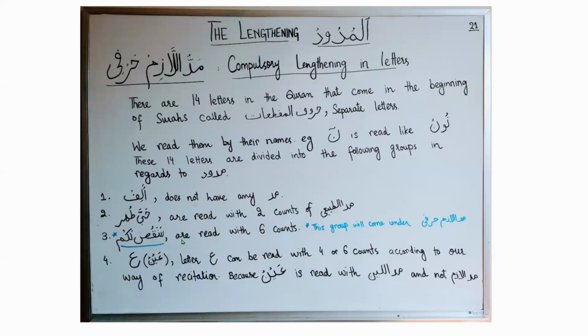So when it comes to Madd-ul-Lazim Harfi, this is the group that we will be discussing in our topic of compulsory lengthening of 6 counts. For the letter Ain, there is an option of 4 or 6 counts of stretching in our way of recitation, because Ain is read with Madd-ul-Lin, where the second last letter is a lean letter. So we will read this letter with Madd-ul-Lin, not with Madd-ul-Lazim. The group we will discuss in Madd-ul-Lazim Harfi is the third group, where the letters are Sin, Noon, Qaf, Sad, Lam, Kaf, Mim.